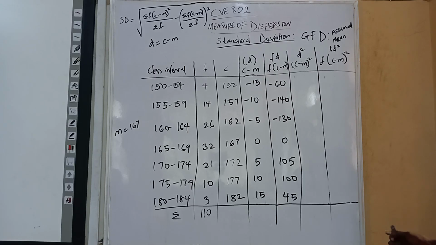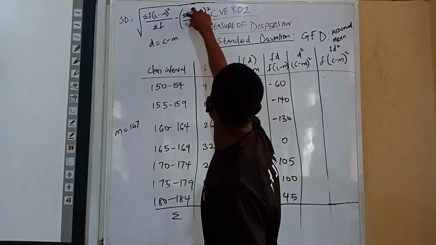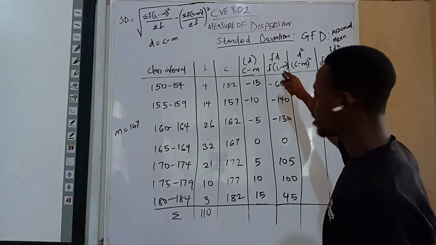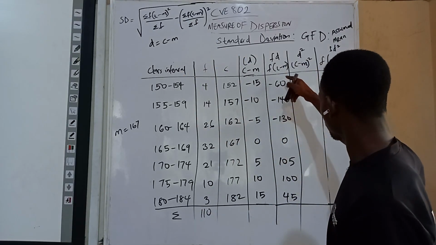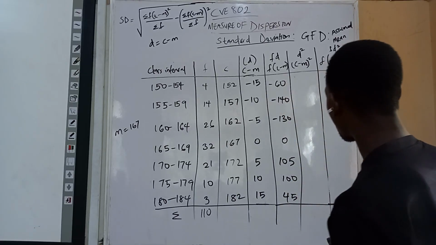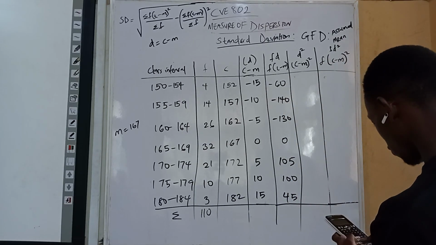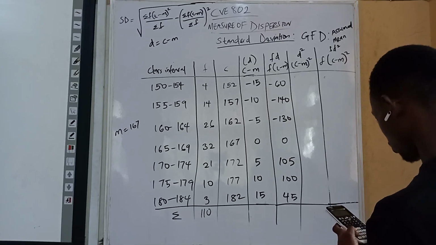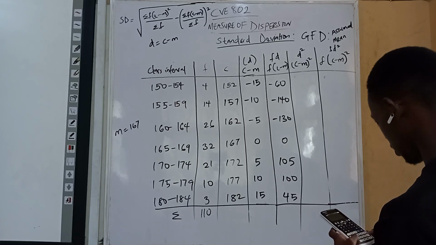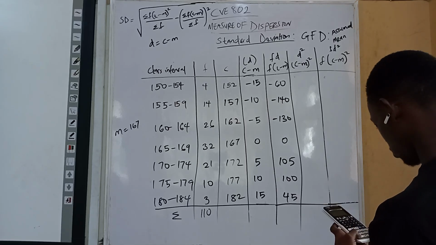Summation F D, yes. And this summation FC minus M. I just need to know if we are going to add this one. So we are going to add this one. Yes. That's 45 plus 100 plus 105 minus 130 minus 140 minus 60.